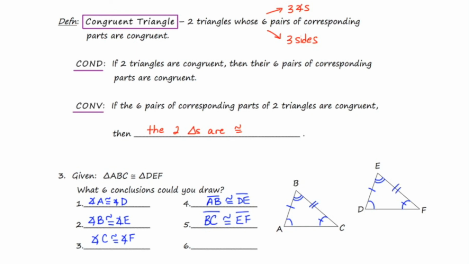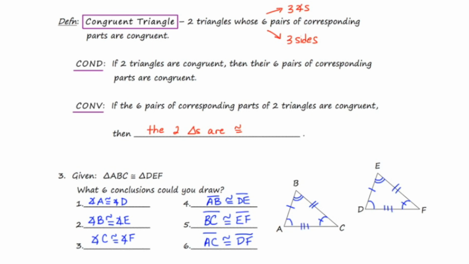The final pair of sides that would line up would represent the bottom of the triangles. Those would be segments AC and segment DF. So I'm going to say that segment AC is congruent to segment DF. And I'll make the appropriate markings in the diagram to conclude.